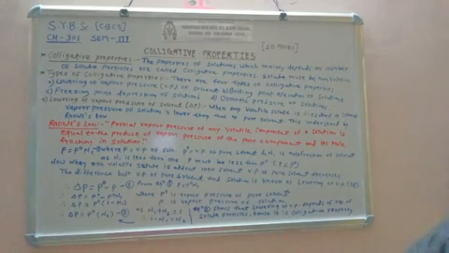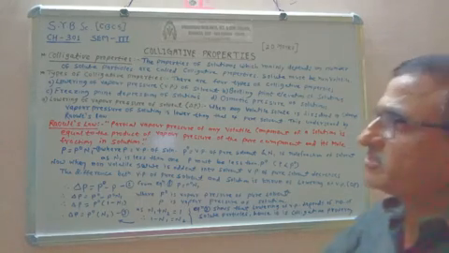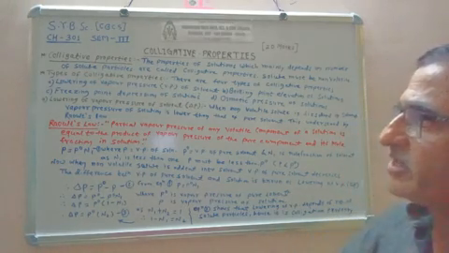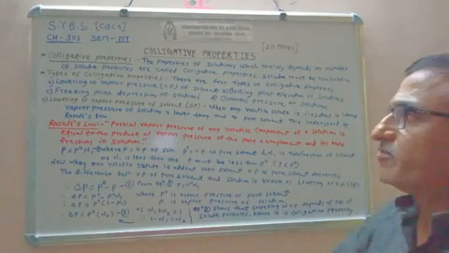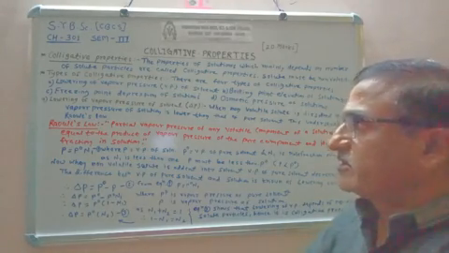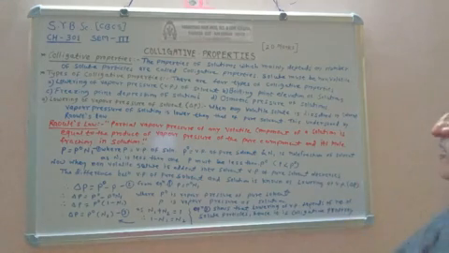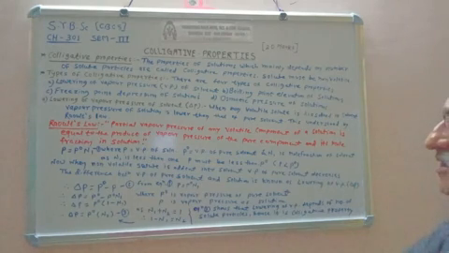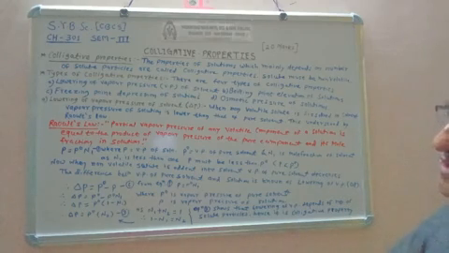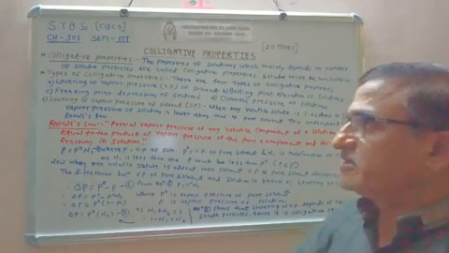So here we have to consider the first property, that is the lowering of vapor pressure of solvent. When the non-volatile solute is dissolved in solvent, the vapor pressure of solution is lower than that of pure solvent. This is understood by Raoult's law. So here Raoult's law is important in this chapter.